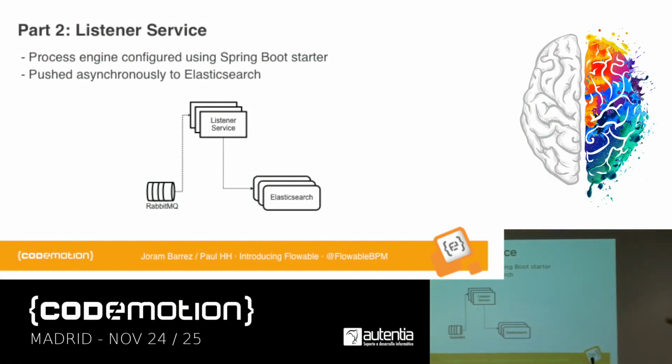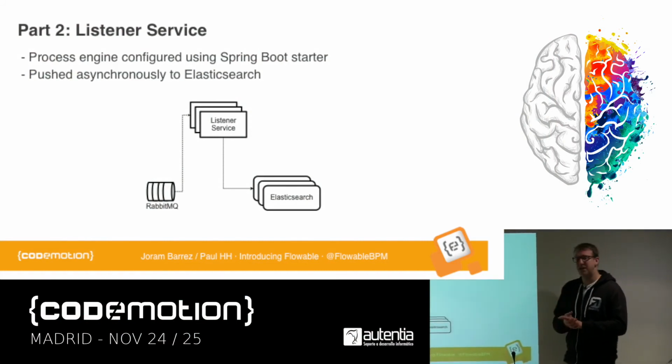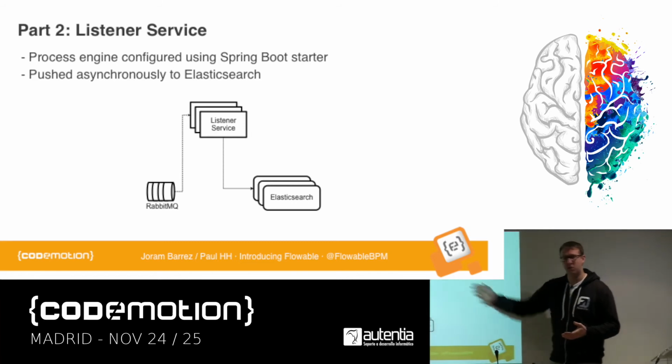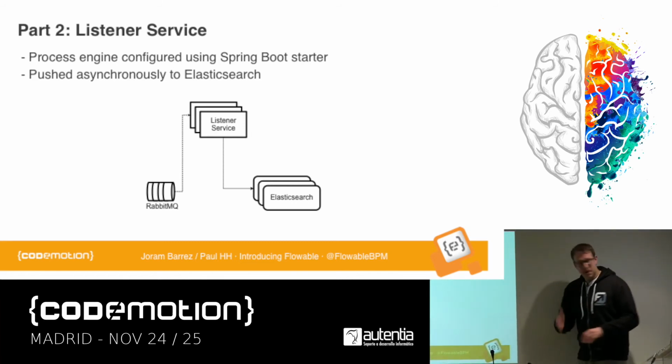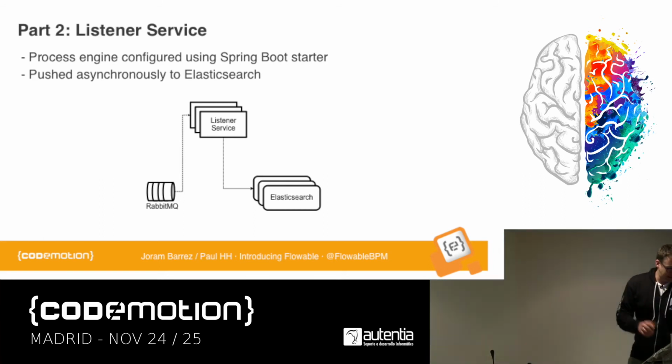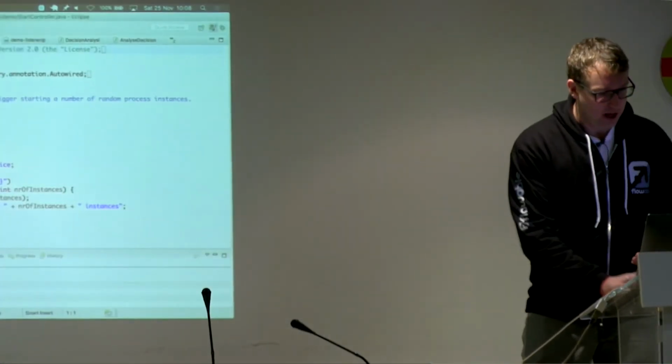So next up is a listener service, right? It's pretty simple. It's a very simple Spring Boot application that does two things: listening to RabbitMQ and pushing it into Elasticsearch. Not much about it, but the one thing that I want to show about this is the way we're using the Flowable process engine here. So we've got some out-of-the-box Spring Boot integration.